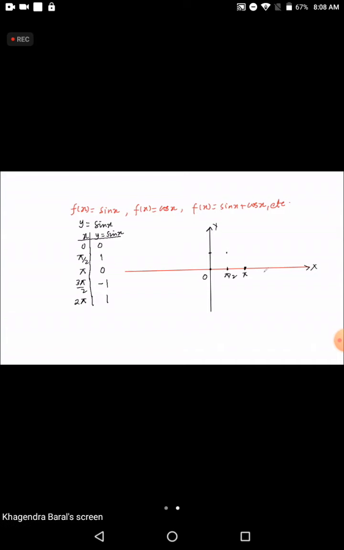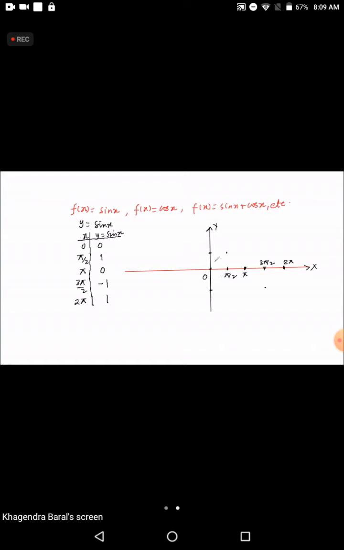And again, at 270 degree, that is at 3 pi by 2, let's mark 3 pi by 2. At 3 pi by 2, the value of sin x is -1. Downward it is. At 2 pi, the value of sin x is again 0. So we draw the graph of y is equal to sin x by using these points.